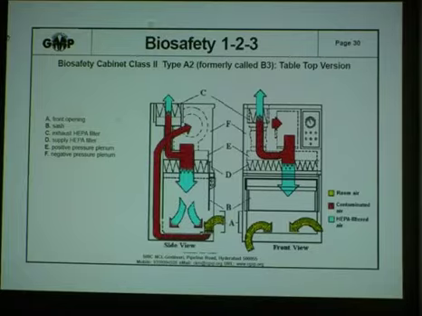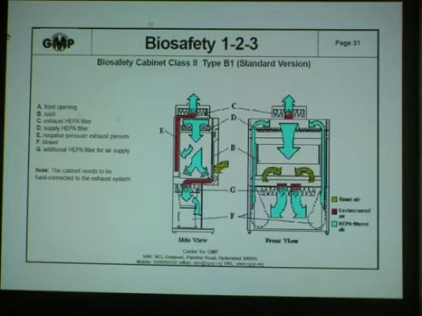This is for work with infectious agents, usually at risk level 2 and seldom for risk level 3. The exhaust air could be released in the room, as in the case of type A1, or with a thimble unit exhausted to the outside.